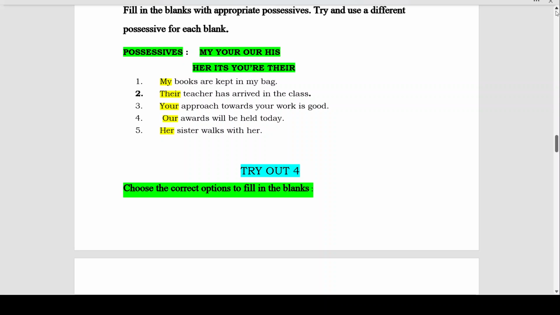Second, dash teacher has arrived in the class. Now, whose teacher has arrived in the class? This is how you should approach the sentence. Ask a question. Their teacher has arrived in the class. Next, third, dash approach towards your work is good. Now, whose work are we talking about? Your work. So, what approach? Your approach. Your approach towards your work is good.